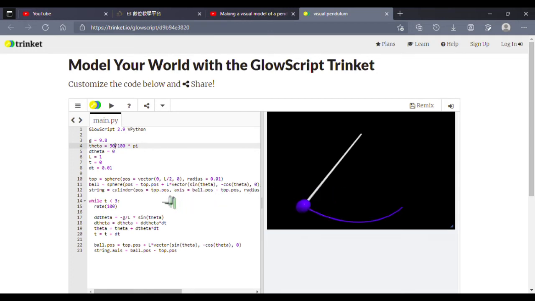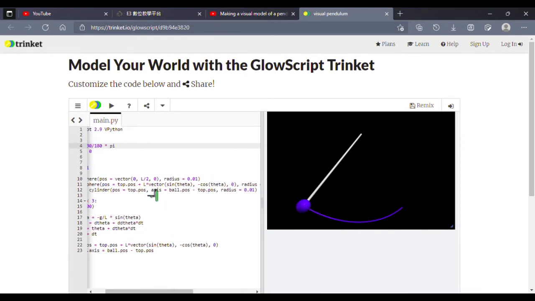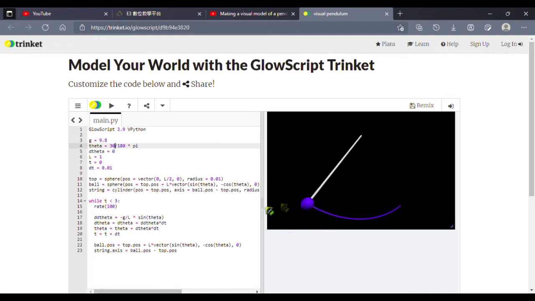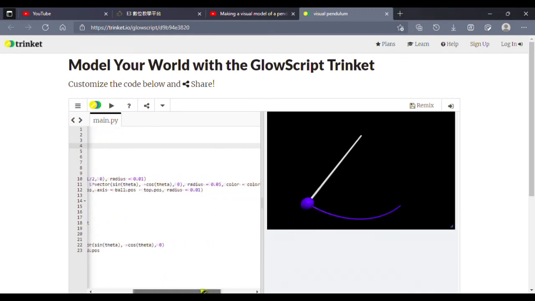And the ball we also use a sphere, and for its position we use the position of the top plus L times sine theta, negative cosine theta, and 0, and we can get the position of the ball. And the radius of the ball is 0.05, and it's blue. And it will leave a trail behind it.